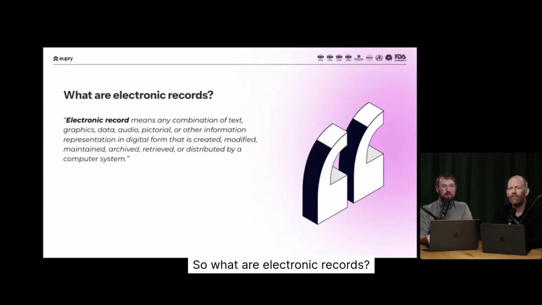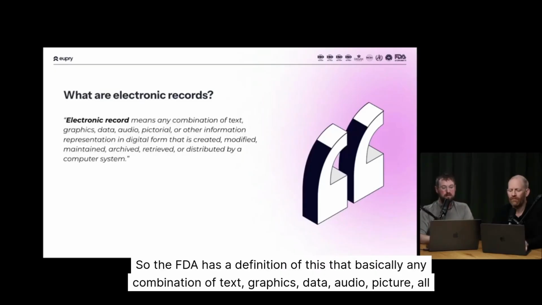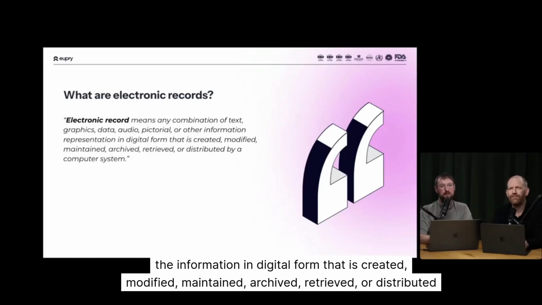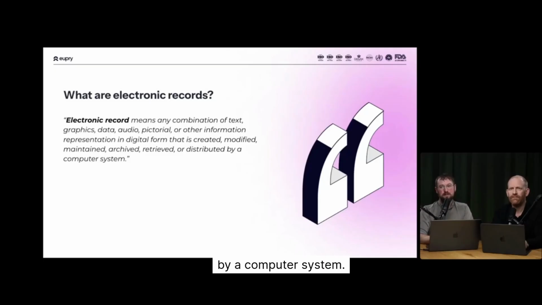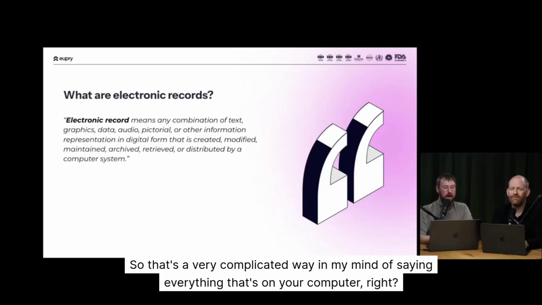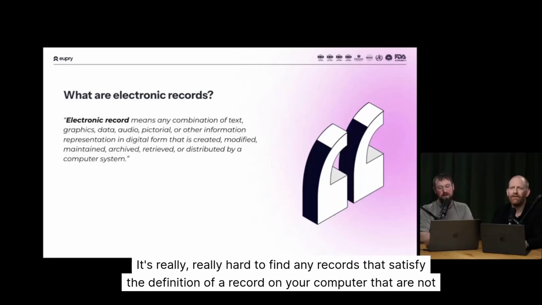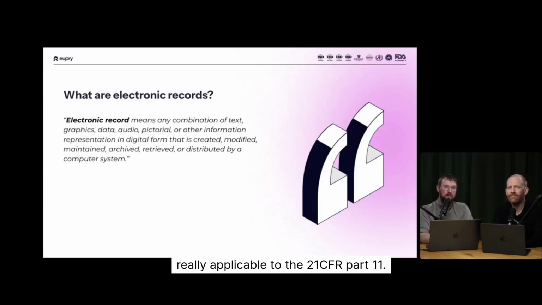So what are electronic records? The FDA has a definition that basically says any combination of text, graphics, data, audio, pictorial, or other information in digital form that is created, modified, maintained, archived, retrieved, or distributed by a computer system. That's a very complicated way, in my mind, of saying everything that's on your computer. It's really hard to find any records on your computer that satisfy the definition of a record and are not applicable to 21 CFR Part 11. I hope this makes sense.